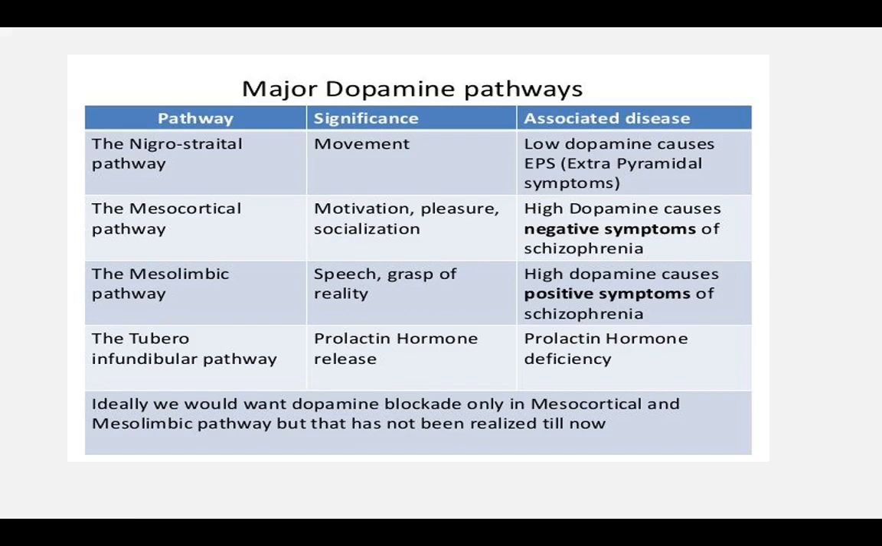Now, in the mesolimbic pathway, the significance is loss of grasp of reality. You understand? Whenever they lose reality, that means they have psychotic symptoms. You understand, students? Because they have less contact with reality, that means they have derealization. When you recall the difference between psychosis and neurosis, the associated disease, all these are the positive symptoms.